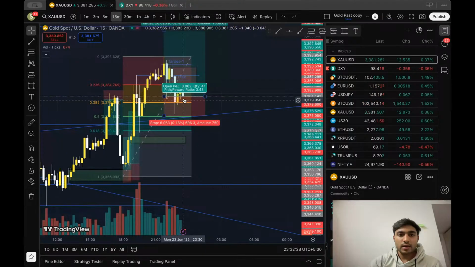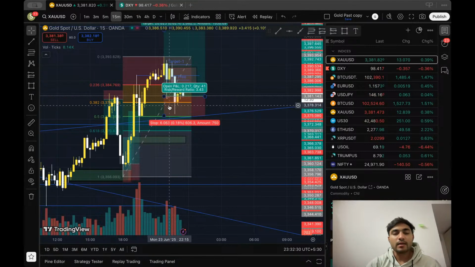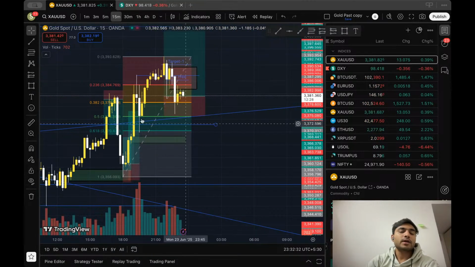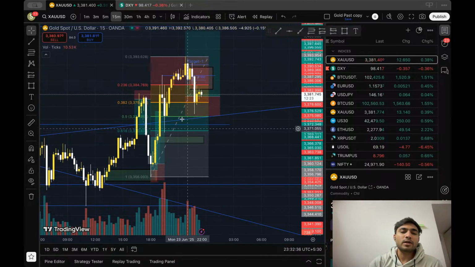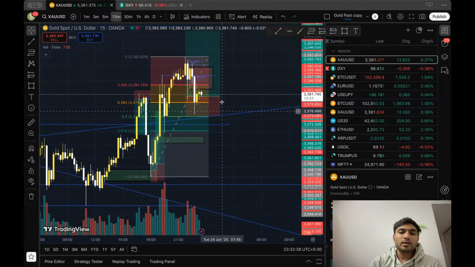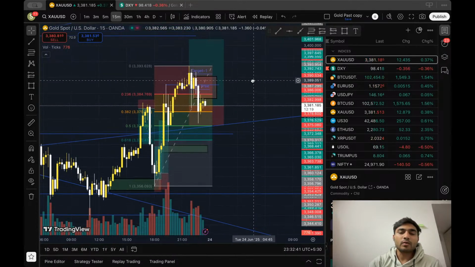See, I told you, right? It has to form a red candle. So it's trying to do that. So that is why I told you. But this is a good trade only. If you are in this, just keep holding. I'm too lazy to hold.